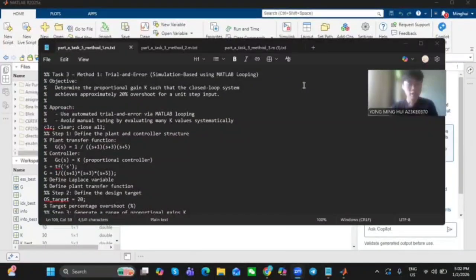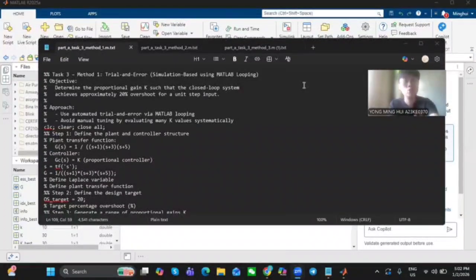So the plant considered in Task 3 is a third order system, which is G(s) equal to 1 over (s plus 1) times (s plus 3) times (s plus 5). A unity negative feedback configuration with a proportional controller is used. Due to the higher order nature of the system, different design methods may produce different results.